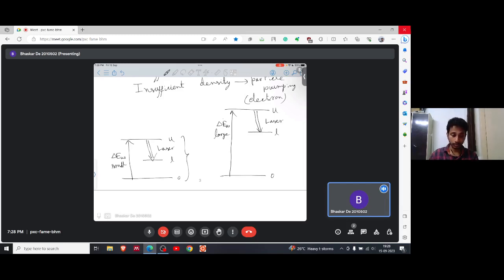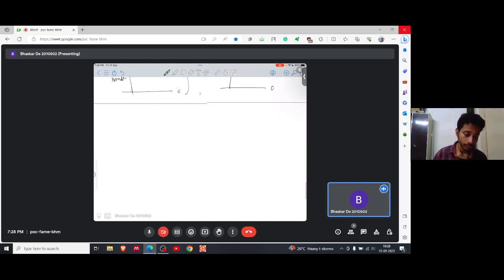But again, if we see that here the difference between U and 0 level and the difference between U and L is almost the same, or the two spacings are not that far apart, but here this is far apart. So here you can pump with a different wavelength and get the lasing action, but here you have to pump the laser material with almost the same wavelength. So these are the problems of direct pumping.